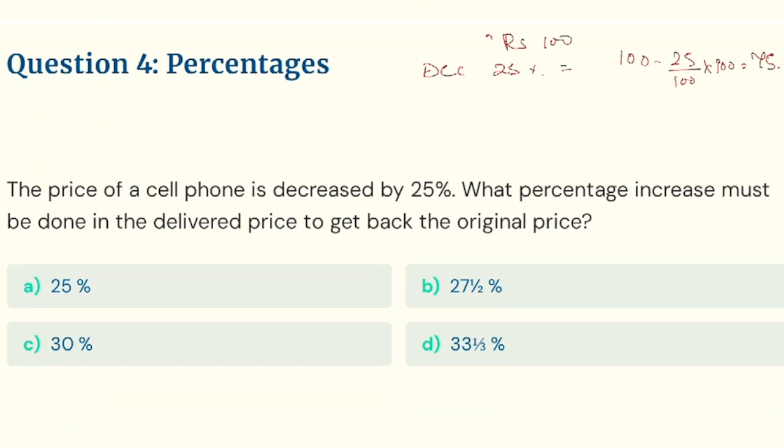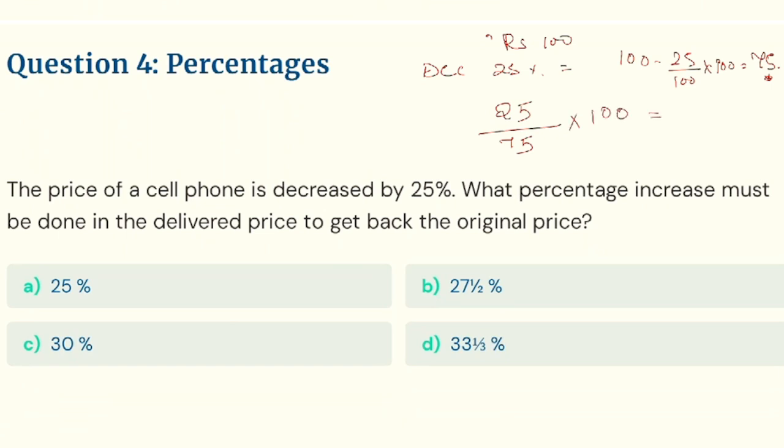Now we need to get it back to 100, so we just need to increase it by 25. That means the increase should be 25 over the price of 75, because now the original value is 75, and then this is times 100.